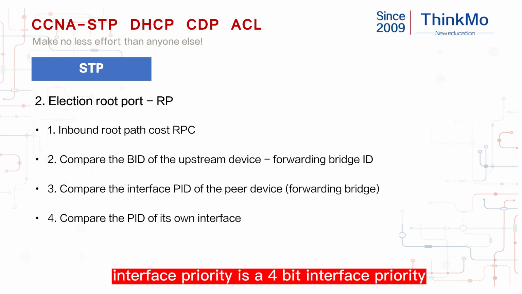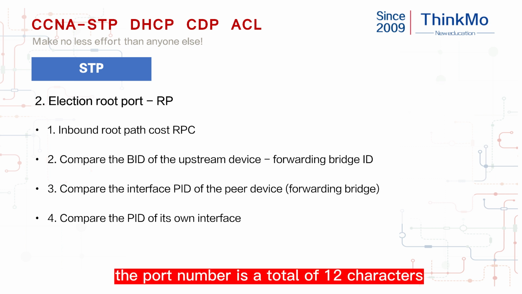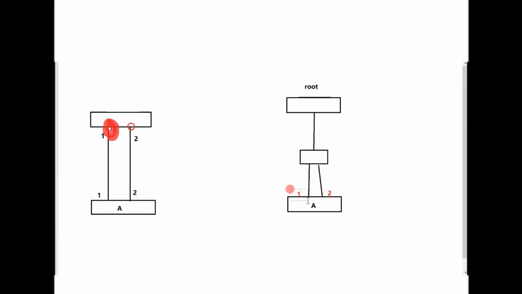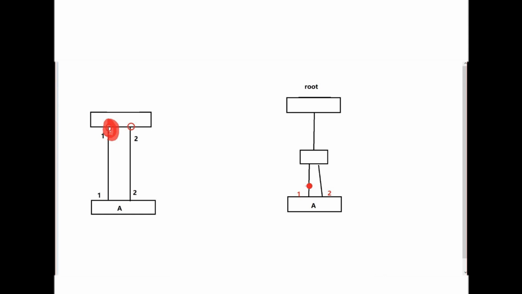The PID interface priority is a 4-bit interface priority. 4 digits are 0101. The port number is a total of 12 characters, but this depends on each manufacturer. There will be some minor changes. Usually 1 this port, 2 this port. It is based on the port number. So 1 must be smaller than 2. So in this case it chooses 1.